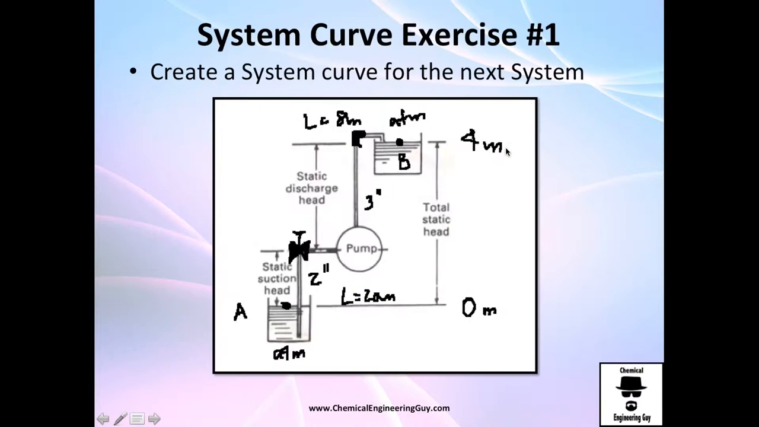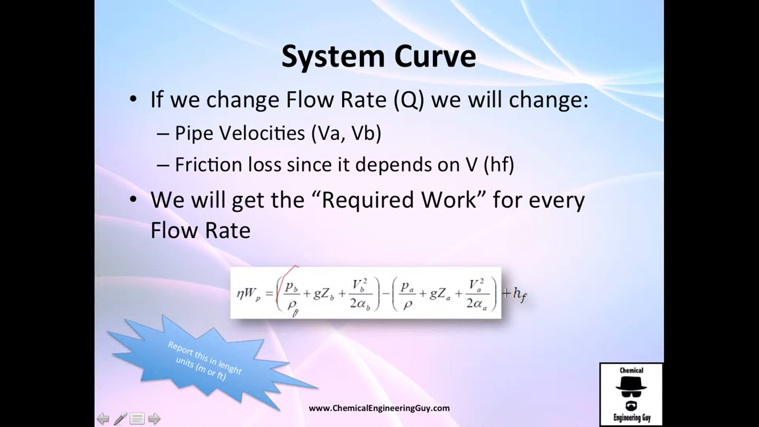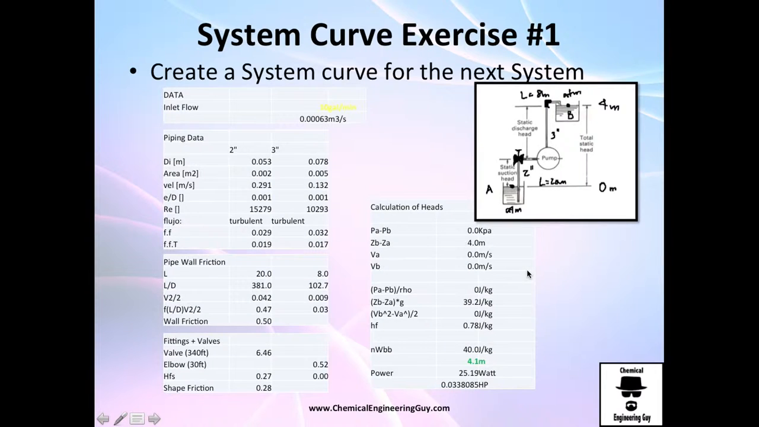Now it's time to actually calculate the head for this system. I'm going to calculate the change in pressures, the change in height, the change in velocities, and of course, this right here, the friction loss. So the change in pressure, since it's atmospheric pressure, is zero. The change in height is 4. The velocity heads are nonexistent because we have 0 and 0 at A and B. And let us change everything to joules per kilogram. I need to multiply the height by gravity. I got 39.2 joules per kilogram.